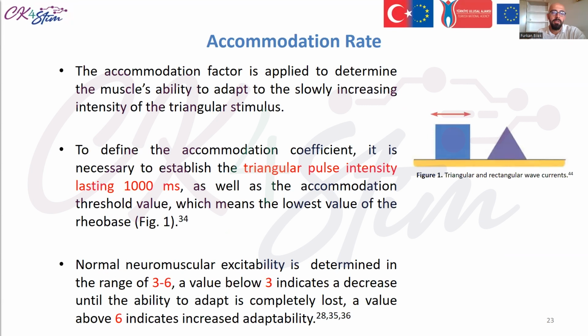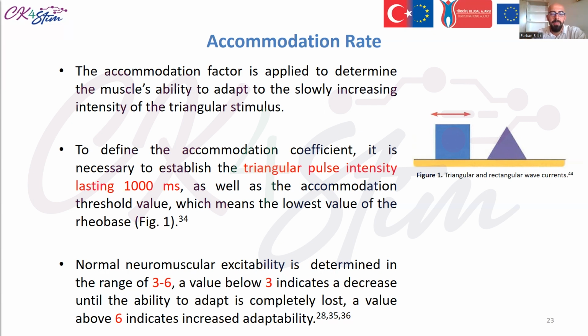Accommodation ratio. This accommodation factor is applied to determine the muscle's ability to adapt to slowly increasing intensity of the triangular stimulus. To define the accommodation coefficient, it is necessary to establish the triangular pulse intensity lasting 1000 milliseconds as well as the accommodation threshold value, which means the lowest value of the rheobase.